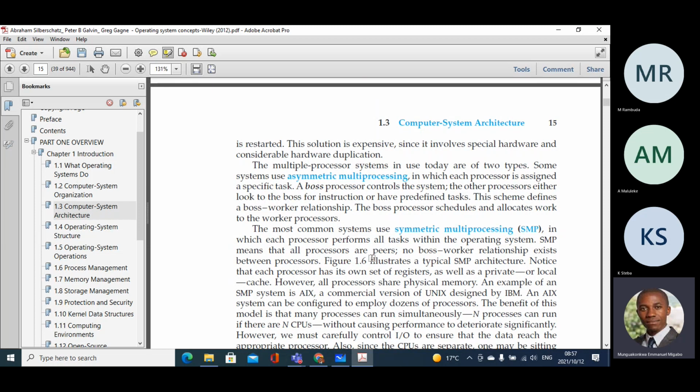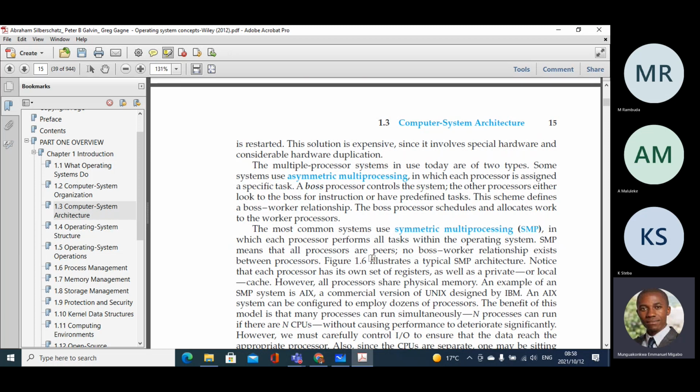The multiple processor systems in use today are of two types. We get what we call asymmetric multiprocessing, in which each processor is assigned a specific task. So one task per processor. A boss processor, which is more like a manager, controls the system. The other processors look to the boss for instructions. They request an instruction, and the boss allocates. They execute and return the result to the boss, which coordinates. At the end of the day, that's asymmetric multiprocessing.